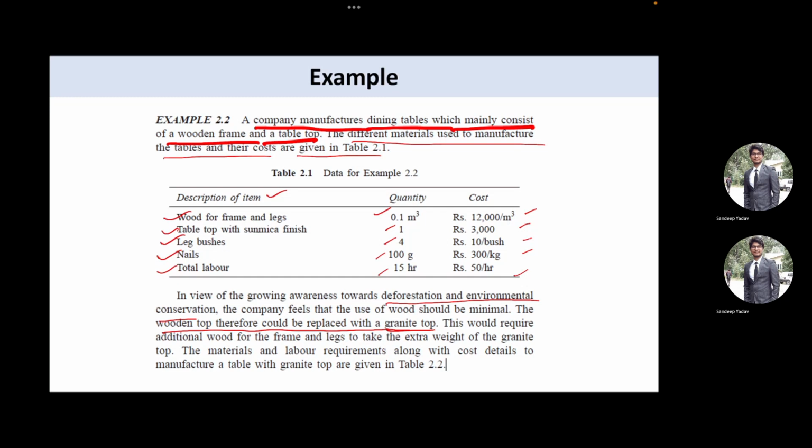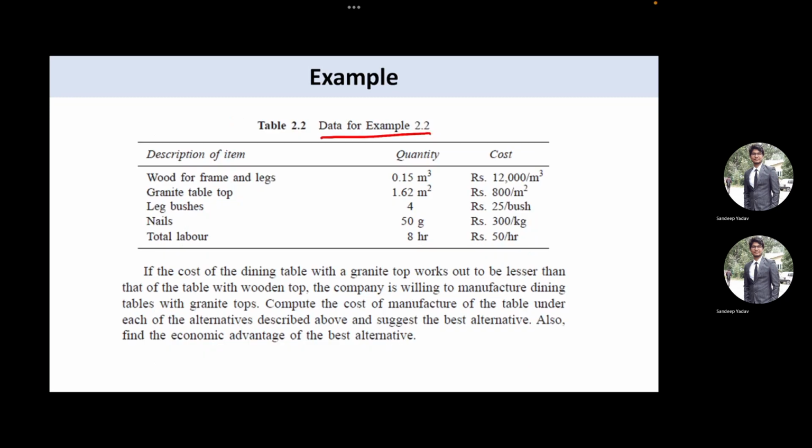In view of the growing awareness towards deforestation and environment conservation, the company feels that the use of wood should be minimal, and the wooden top, therefore, could be replaced with a granite top. So this is an environmental factor that we are considering. Now, this would require additional wood for the frame and the legs to take the extra weight, because wood is lighter and the granite is heavier. So that would add an extra cost, extra wood. Now, the material and labor requirement along with the cost details to manufacture a table with granite top are given as below. Wood for the frame will be required as 0.15, granite tabletop 1.62 meter, leg bushes 4, and the nails are 50 grams. Total labor of 8 hours.